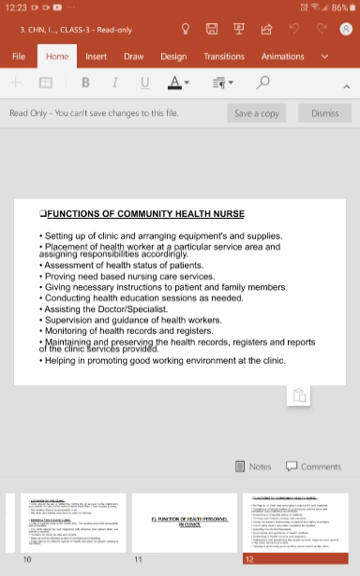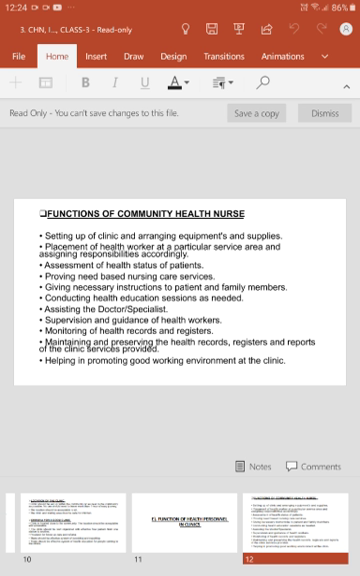Then, monitoring of healthcare records and registers. Each and every record you should maintain and register, in soft copy and hard copy. Nowadays it has become computerized, so written book recording is there, and you can save the records on a computer also. Maintain and preserve the health records, registers and reports on the clinical services provided. There will be a record room, so you should maintain and preserve all the records. And, helping in promoting a good working environment at the clinic.